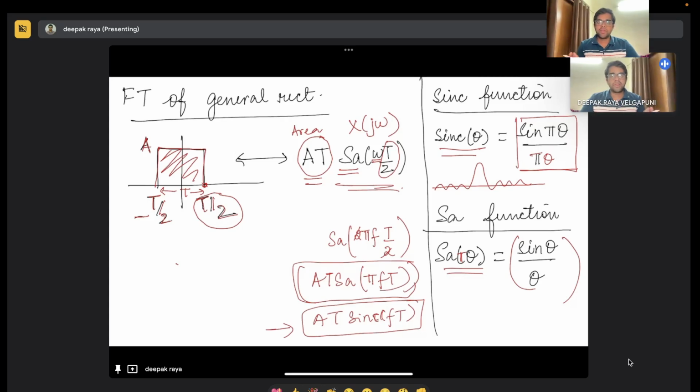Is everyone clear with the general rectangle Fourier transform? Cool.